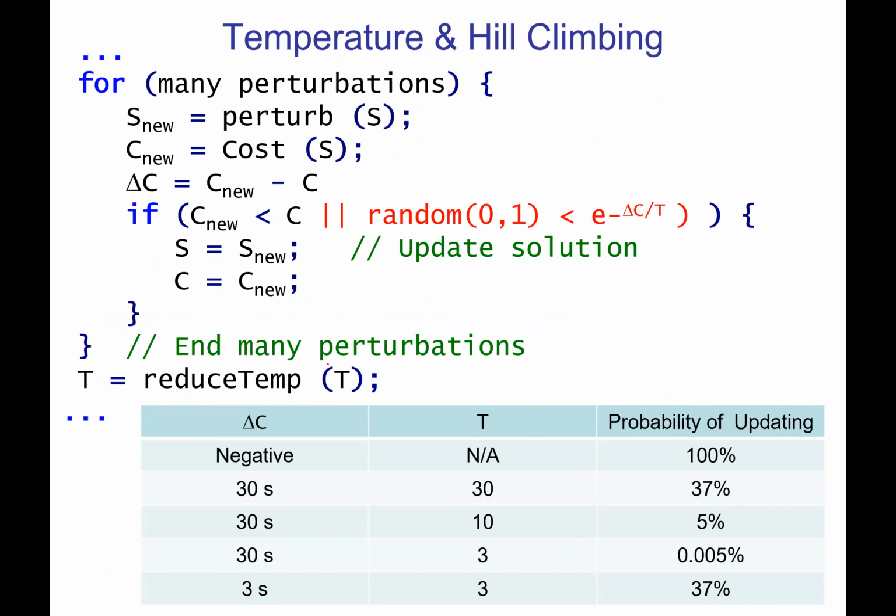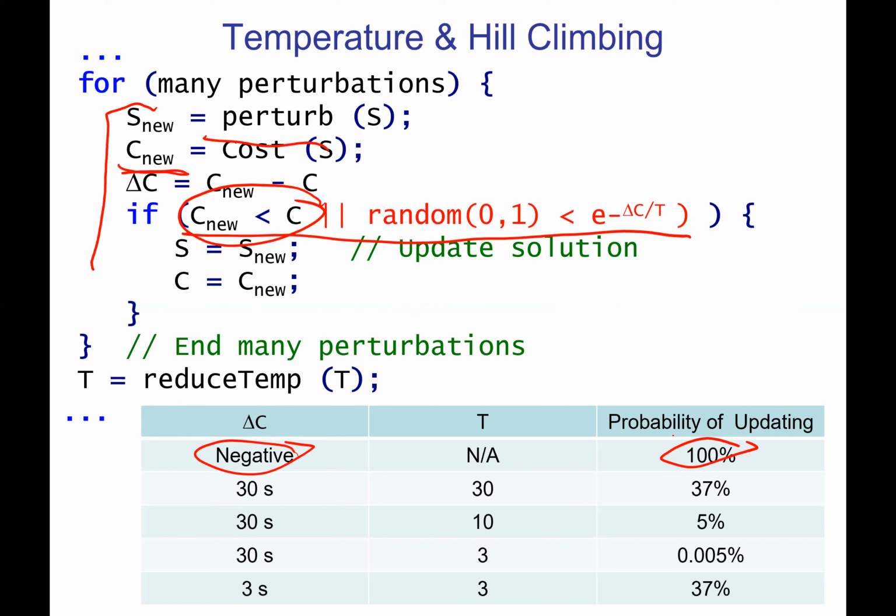Okay, let me zoom in on one piece of that code. This was the code where we're saying, let's get a new solution by perturbing the old one, figure out how much the travel time or the cost changed, and then decide whether or not we accept it. If this change in cost is negative, which means travel time went down, we always accept it, no matter what the temperature is. Let's say our change in cost was 30 seconds, so it got worse: 30 seconds more driving time. If our temperature was 30, our probability of updating is still 37%. You plug the numbers into this exponential and you find you've got about a 37% chance of accepting this.